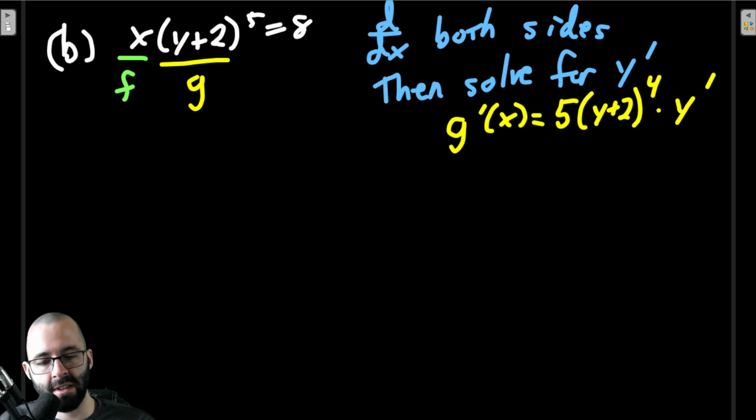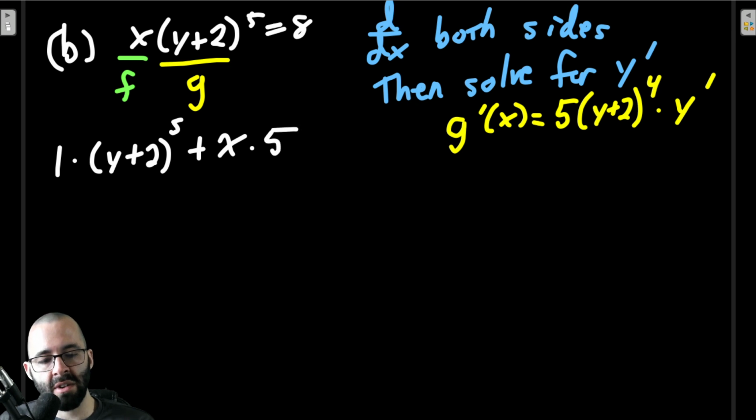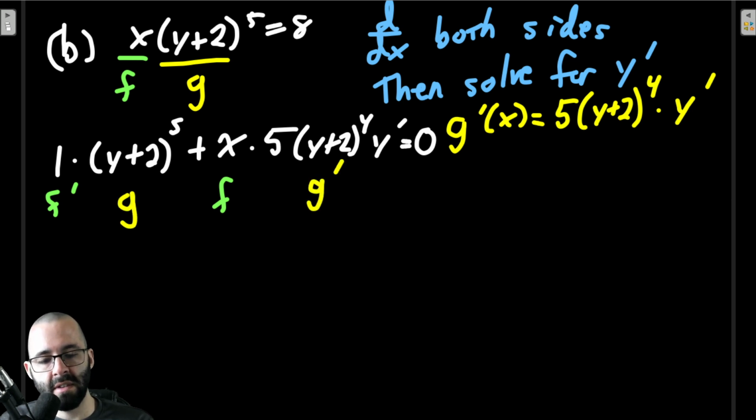So we've already gotten a lot of colors here. The derivative of the first function is 1 times the original second function, (y plus 2) to the 5th, plus the first function times the derivative of the second function, which we already found to be 5 (y plus 2) to the 4th, y prime. The derivative of the right-hand side is 0. Again, this is just f prime here, and this is f. This is g, and this is g prime. And that's the product rule, remember? f prime g plus f g prime.